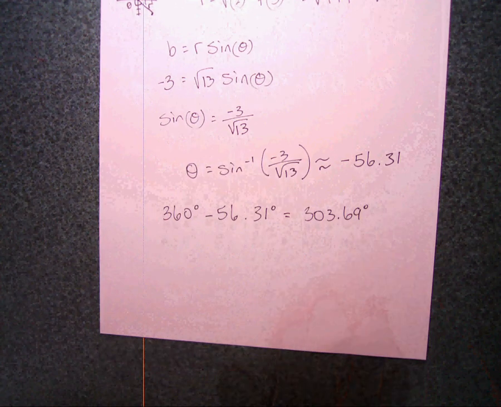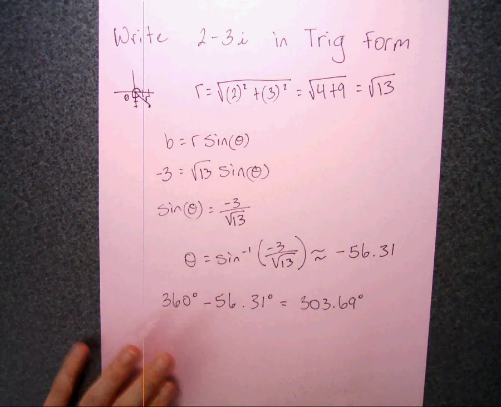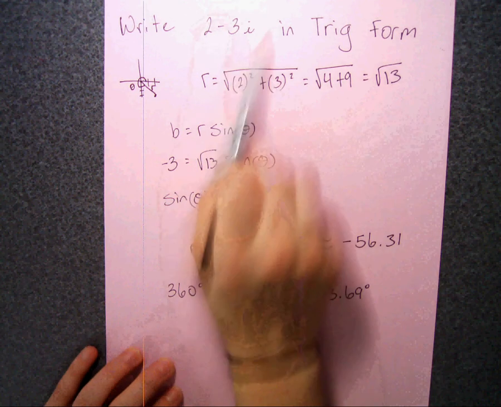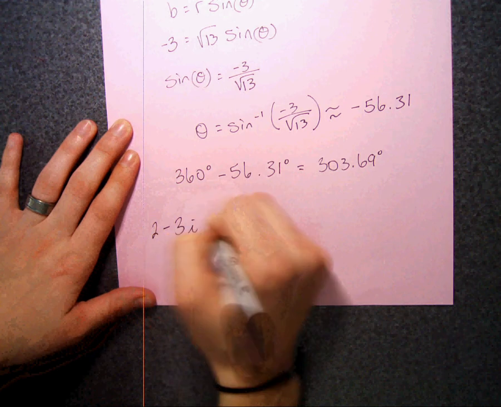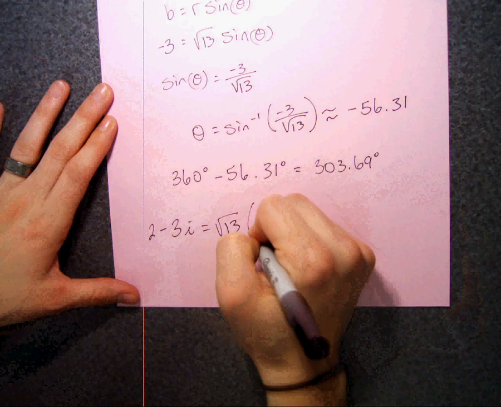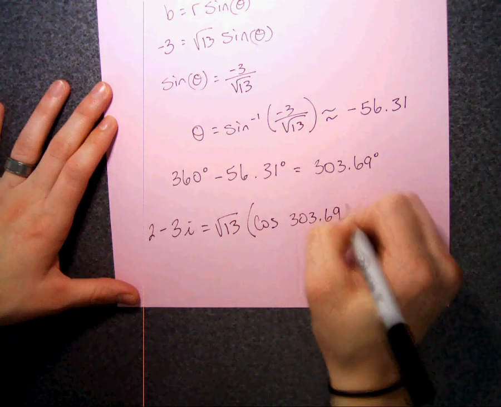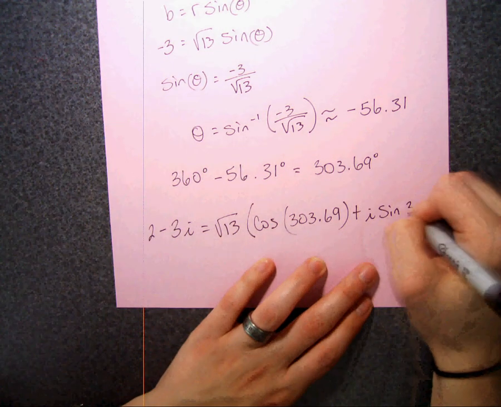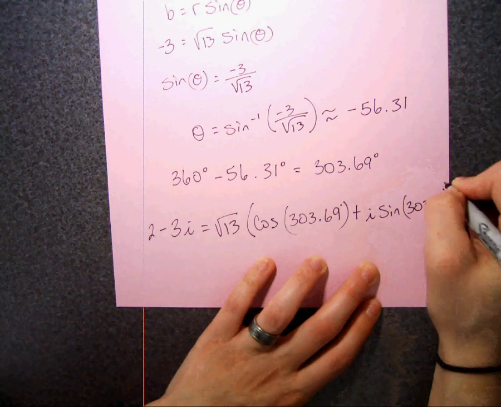So to write my complex number, 2 minus 3i, in trigonometric form, I'll have 2 minus 3i equals r, which is the square root of 13, times cosine of 303.69 degrees plus i sine of 303.69 degrees. My degree symbol, close my parentheses, and there we go. There is my complex number in trigonometric form.